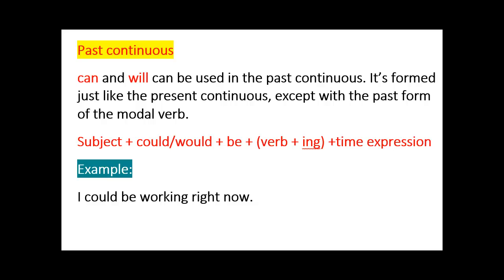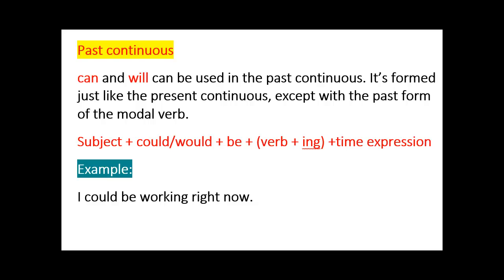So here is an example. I could be working right now, okay? So I, subject, could is a modal verb, and be is a verb, okay? And then working, verb plus ing, all right? And then right now, that's the time expression.